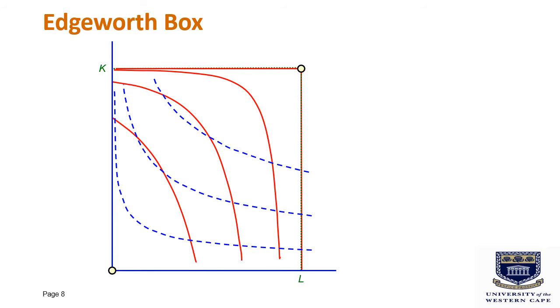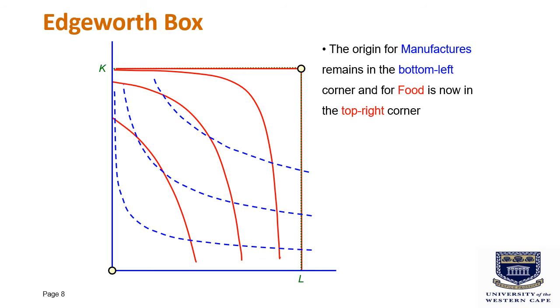So now, with the flipped version of the food industry, the origin for the food industry changes. The point where it uses zero capital and zero labor changes. For the manufacturing industry, it's still in the bottom left corner on our system of axes, so that is represented by OM. But for the food industry, the origin is now OF, which is the top right corner. So this is the point of zero labor and zero capital for the food industry.